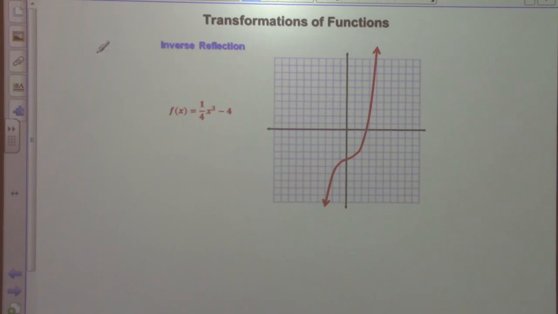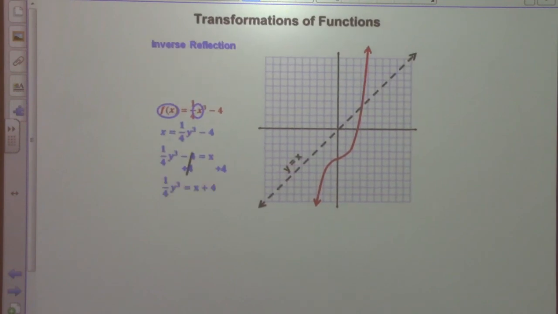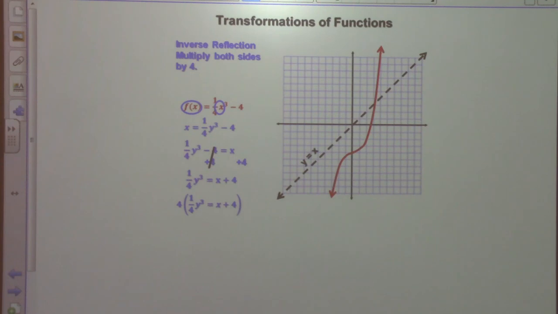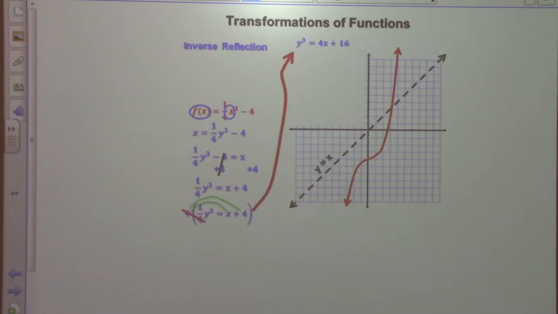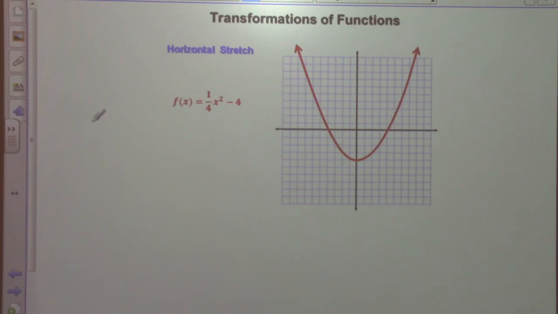Next, inverse reflection. We're going to cover this later, either this year in Algebra 2 or next year in pre-calculus. But these are graphics I prepared for my pre-calculus classes. So we're just going to go to horizontal stretch. So we skipped over some things quickly here.